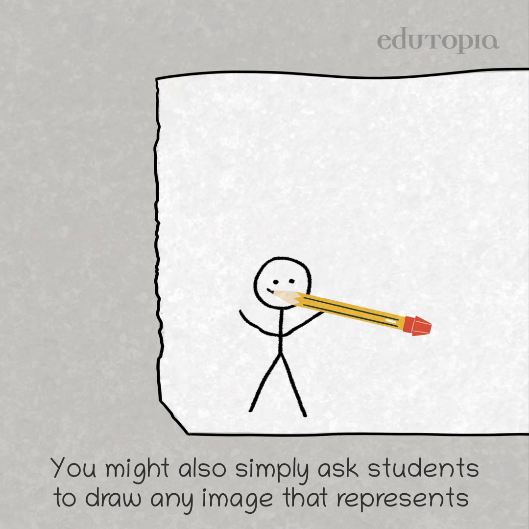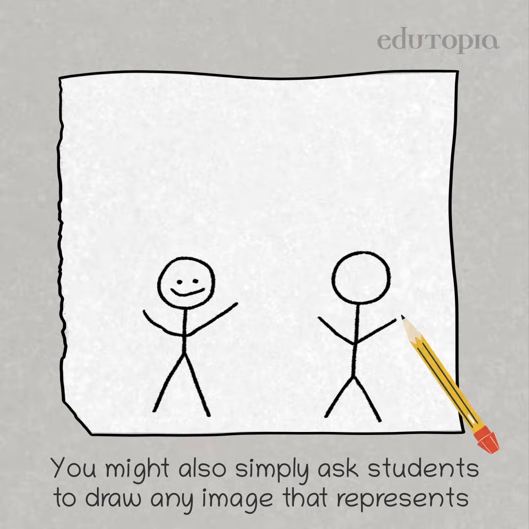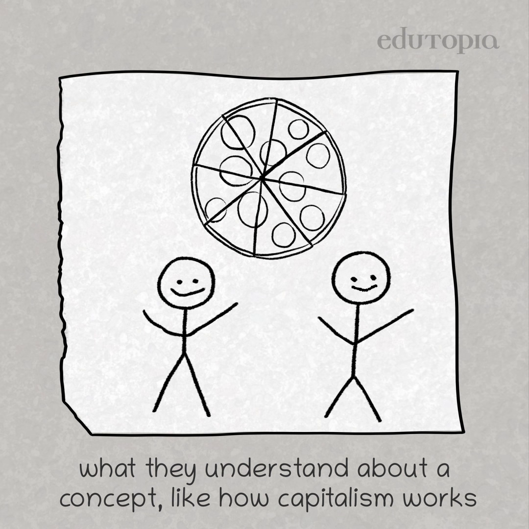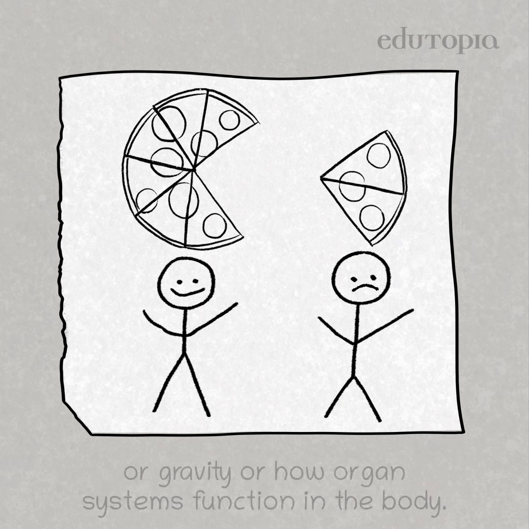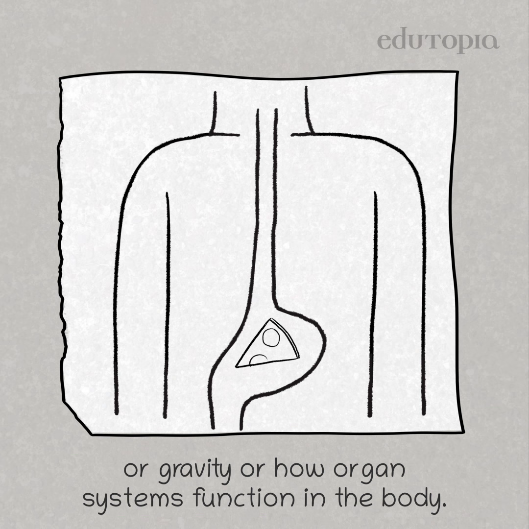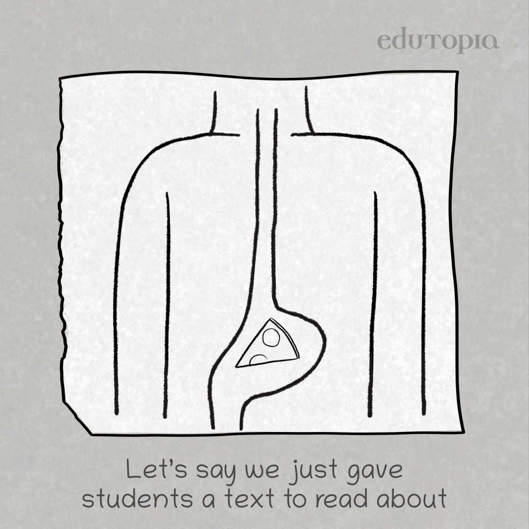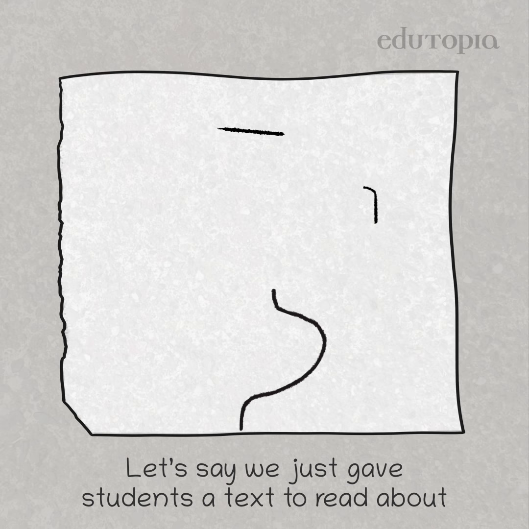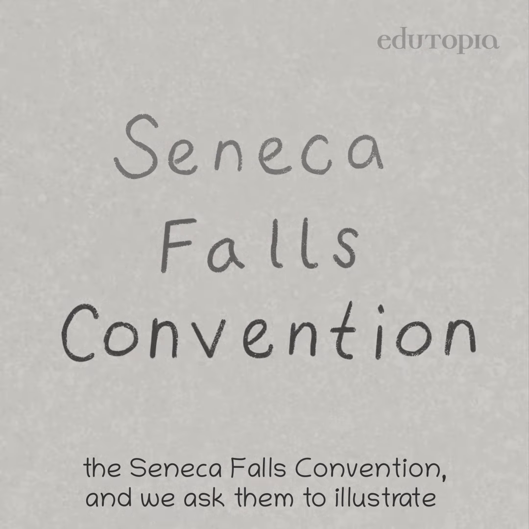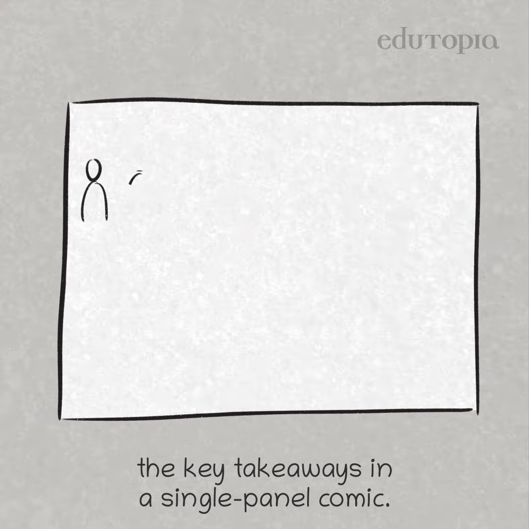You might also simply ask students to draw any image that represents what they understand about a concept, like how capitalism works, or gravity, or how organ systems function in the body. Let's say we just gave students a text to read about the Seneca Falls Convention, and we asked them to illustrate the key takeaways in a single panel comic.